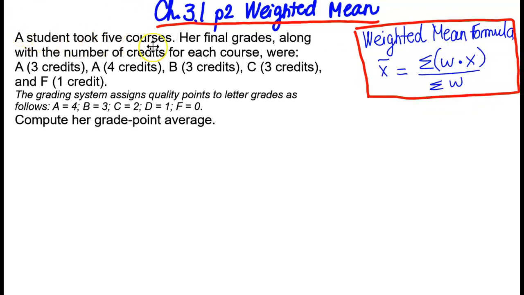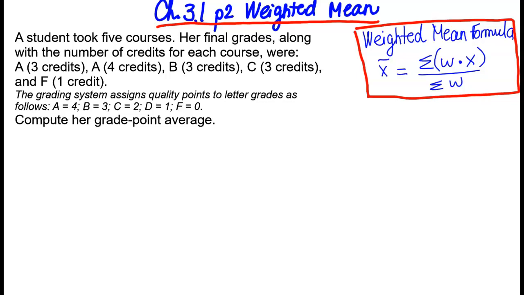A student took 5 courses. Her final grades, along with the number of credits for each course, were as follows: A in a 3-credit course, A in a 4-credit course, B in a 3-credit course, C in a 3-credit course, and F in a 1-credit course. The grading system assigned quality points to letter grades as follows: A equals 4, B equals 3, C equals 2, D equals 1, and F equals 0. Compute her grade point average.